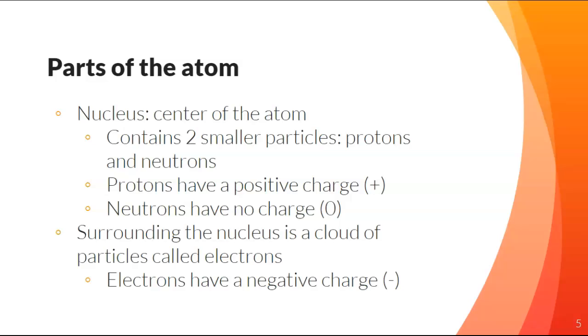Atom has a couple parts. In the center is called the nucleus, and there are 2 particles in the middle, protons and neutrons. Protons have a positive charge, neutrons are neutral, or they have no charge, and more on charges later. Then around the nucleus, in like a cloud or kind of buzzing around like bees, are electrons. They're really, really tiny, and they have a negative charge.